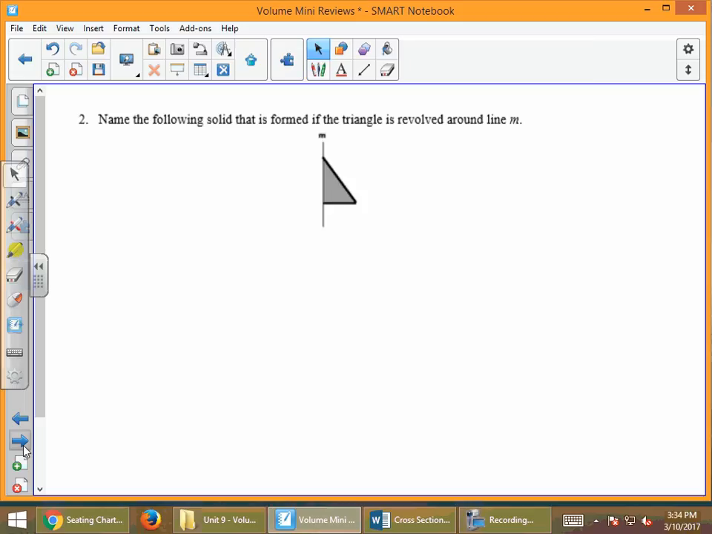For 2, it says name the following solid that is formed if a triangle is revolved around a line M. Well, what I like to do, I'm trying to find a new figure formed. I mirror the image on the other side, and then I connect the points that are not touching.